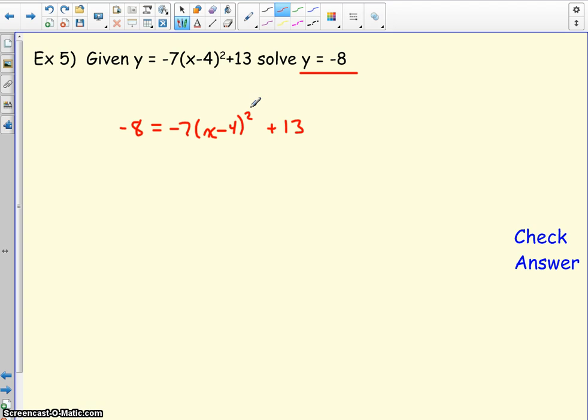Now, I could, again, bring everything over to one side of the equation, like I did with the other ones, but this is vertex form. With vertex form, there's only one x, that one right there, so we should be able to rearrange the equation and solve for x. That is true anytime you have an equation with only one x. So first I'm going to subtract 13 from both sides of the equation. Minus 13. So negative 8 minus 13 is negative 21.